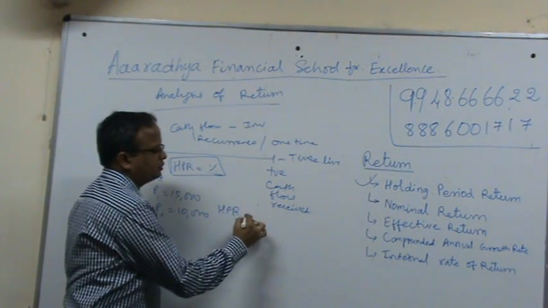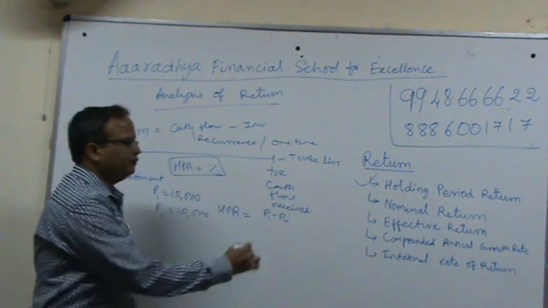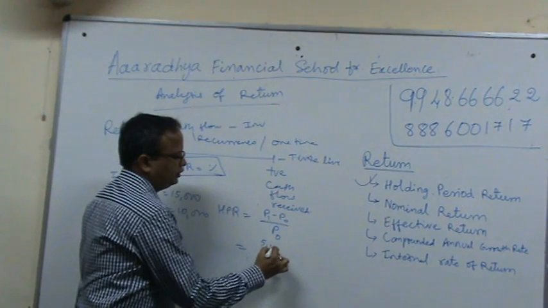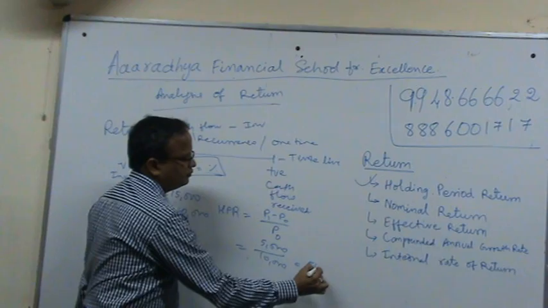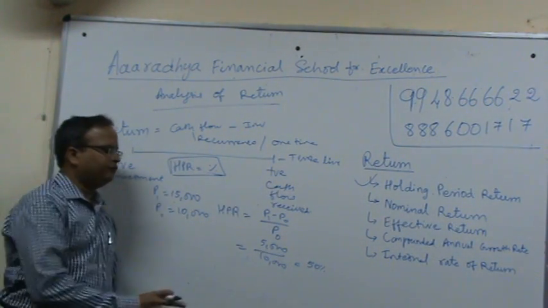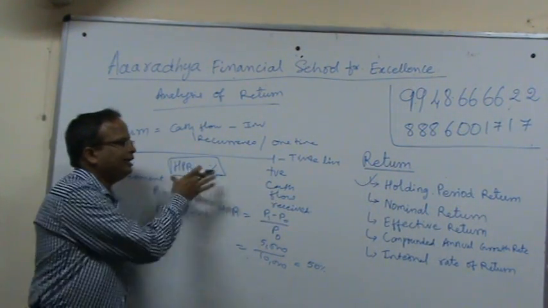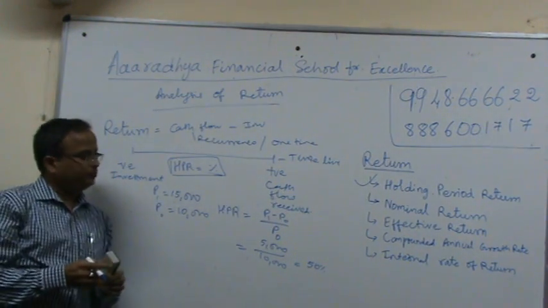Holding period return formula runs like this. It says HPR is equal to (P1 minus P0) divided by P0. P1 minus P0 will be my profit. So I will say 5,000 divided by 10,000. So the return that I would get is 50%. Now this is what we call holding period return of 50%. Now the only point that we have ignored here is timeline: in what time I have received the holding period return.